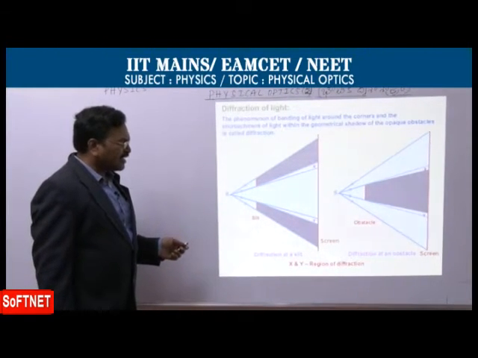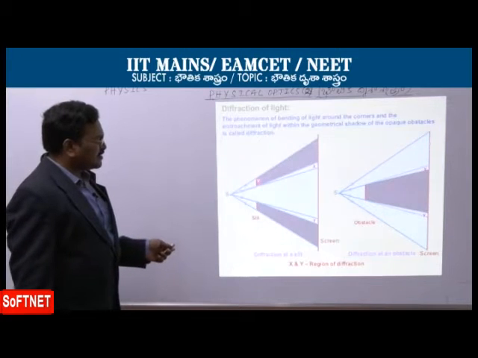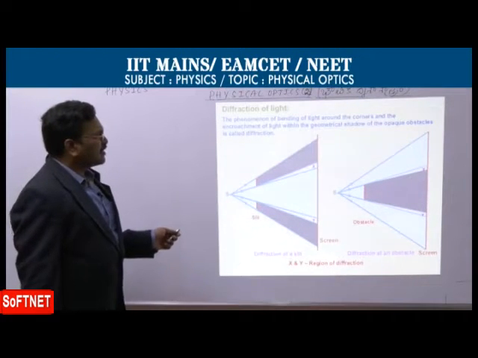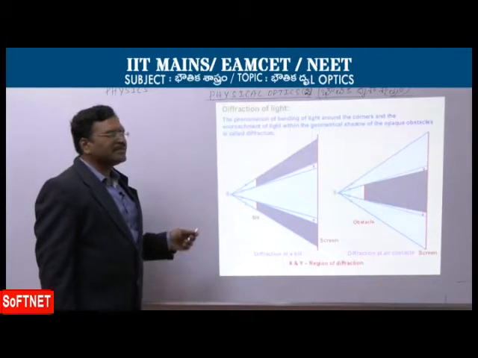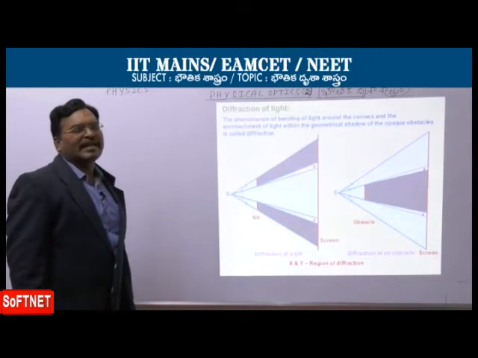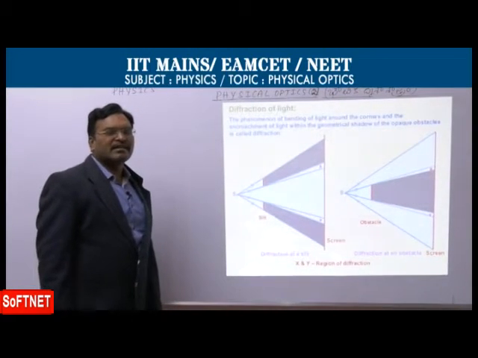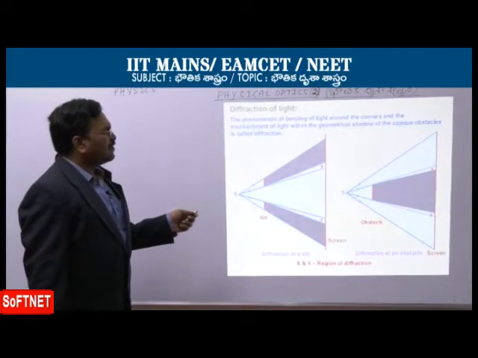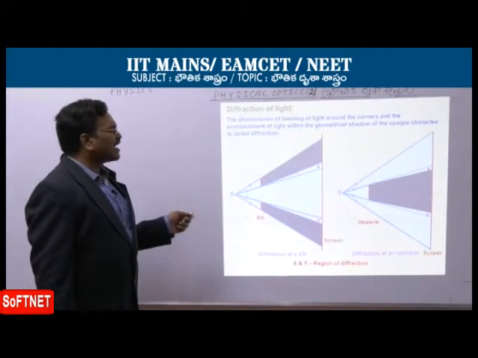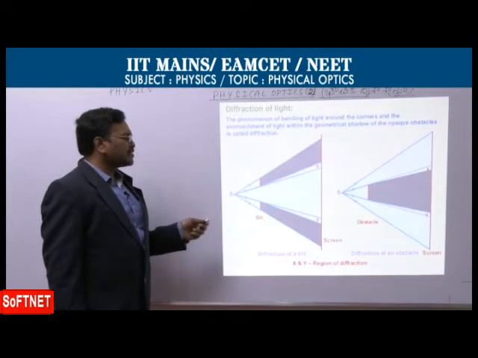Because of the slit, what happened here? Light enters here. This is the slit, so at that time it bends. What is diffraction? Simple definition: the phenomenon of bending of light at the edges of obstacles. That is called diffraction. Otherwise we say it like this: the phenomenon of bending of light around the corners and the encroachment of light within the geometrical shadow of the opaque obstacles.